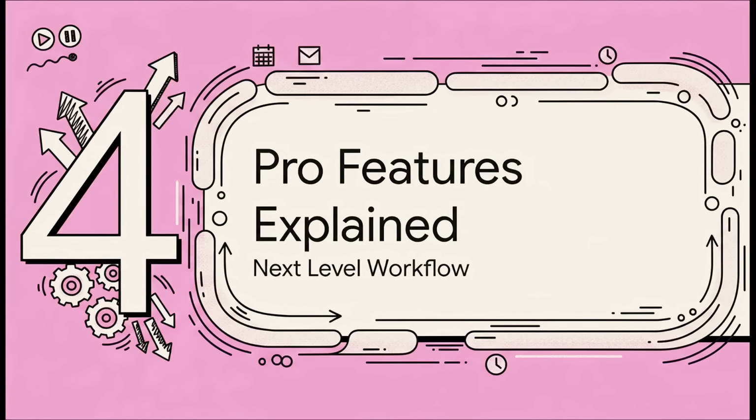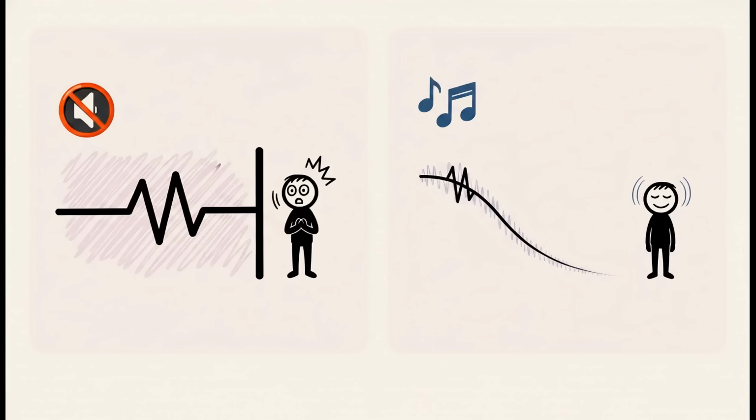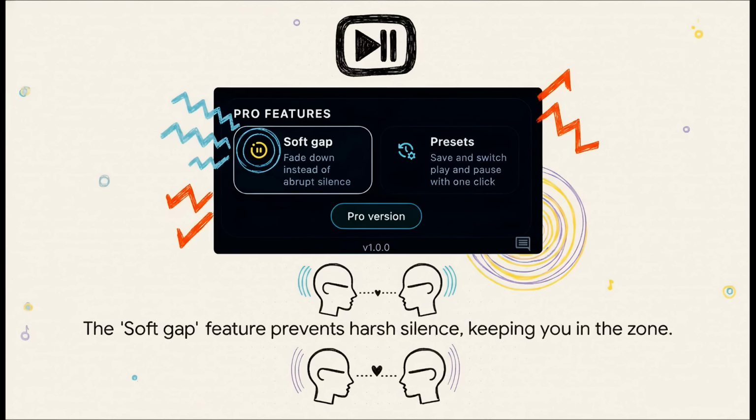This is where you can take your workflow to a whole new level of smooth. Let's kick things off with a small detail that makes a huge difference. Think about a normal pause. It's so abrupt, right? It's just a hard cut to this jarring silence that can totally pull you out of the moment. But the soft gap feature, that's totally different. It creates this smooth, gentle fade down into the pause. It just feels so much more natural. And you can find that option right here in the Pro Features menu. You just toggle on Soft Gap, and it's all about getting rid of that harsh silence. It might seem like a small thing, but trust me, it's so effective at keeping you locked in and focused.